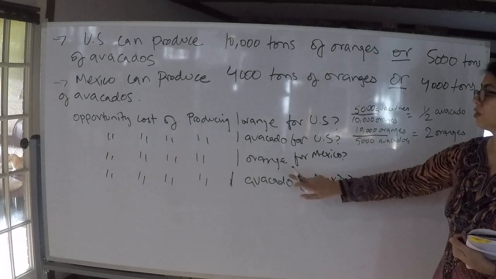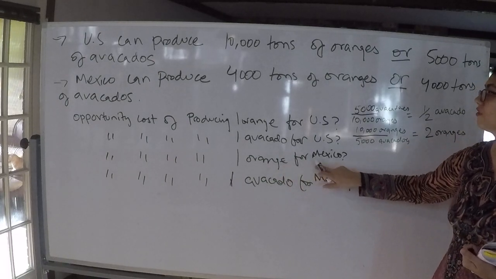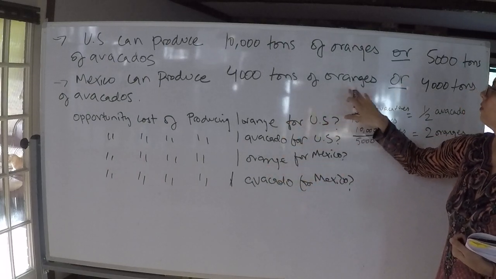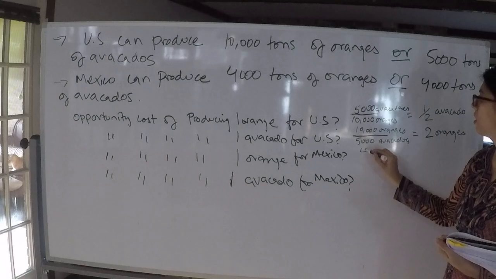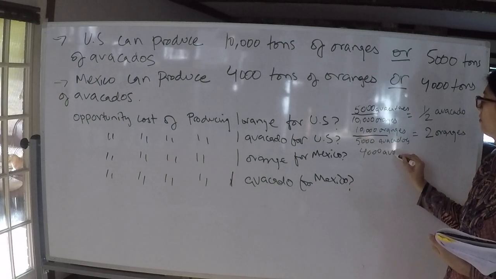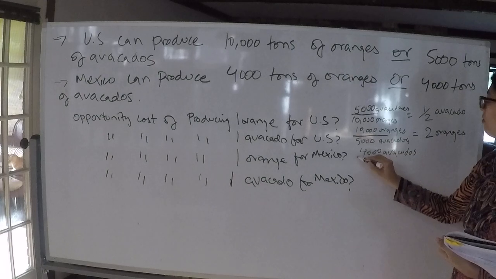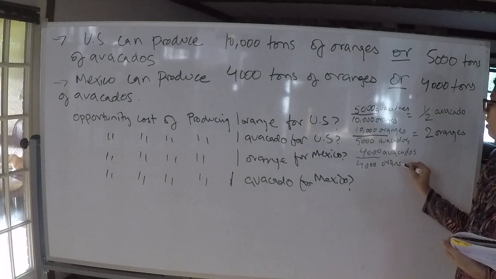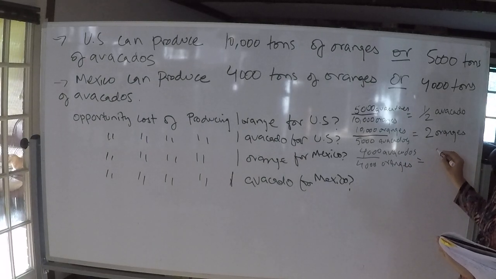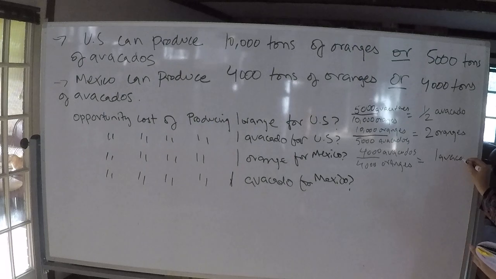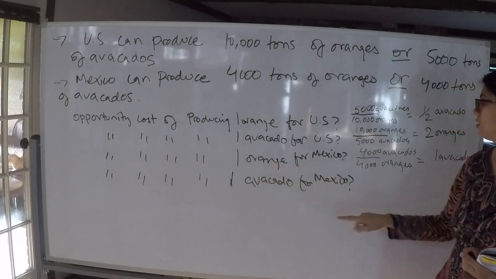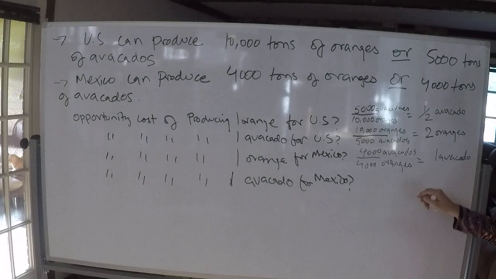So what is the opportunity cost of producing 1 orange for Mexico? Well, look at the Mexico numbers. If it's asking for orange, start with the avocados, 4,000 avocados, divided by 4,000 oranges is equal to 1 avocado. So for Mexico, producing 1 orange costs them 1 avocado.